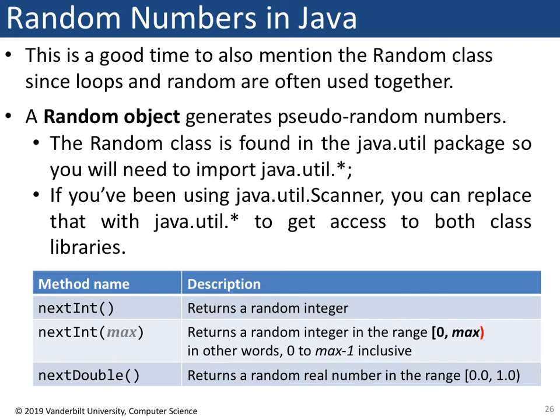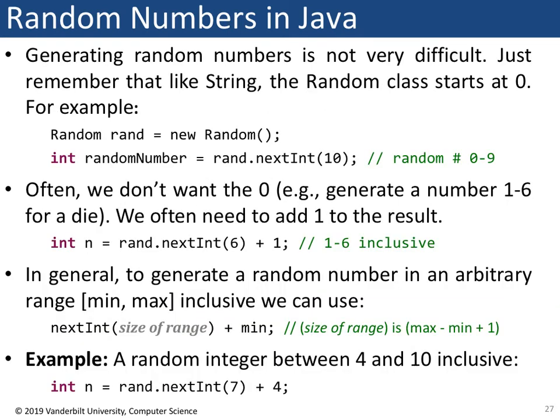Another one that's used pretty commonly is nextDouble. This is going to return an integer, sorry, it doesn't return an integer. It's going to return a double from 0 to 1, and that is inclusive of 0, exclusive of 1. It's pretty easy to work with random numbers in Java. Just remember that, like the String class, we're starting at 0. So if we do ran.nextInt(10), then we're returning an integer from 0 to max minus 1. So it has 10 possible integers it will return, but those 10 are 0 to 9.